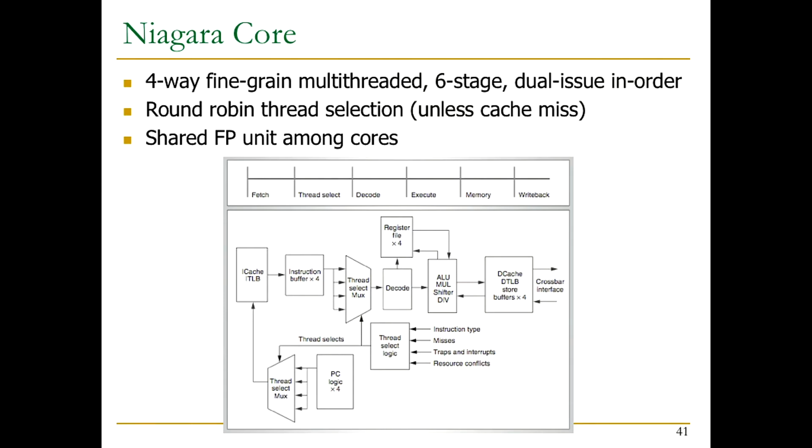What else do I want to say? Basically, even the floating point unit was shared among the cores. And this turned out to be one of the bottlenecks. And in Niagara 2, they actually replicated the floating point units. So this is actually really, really wimpy. Right? It doesn't even have a floating point unit, the core itself.